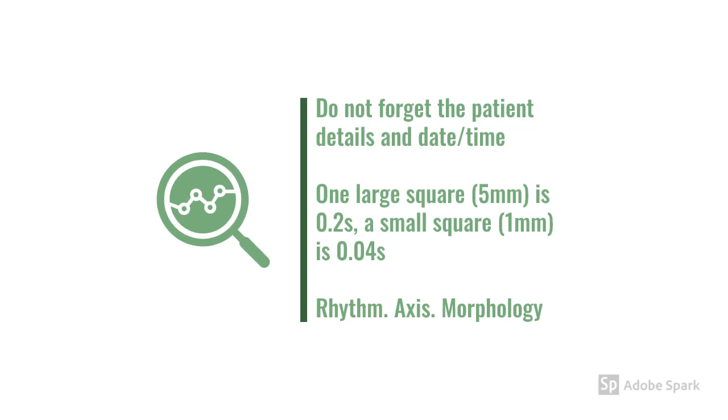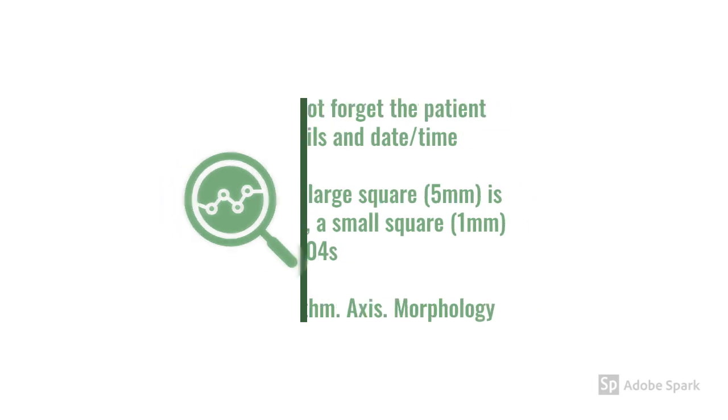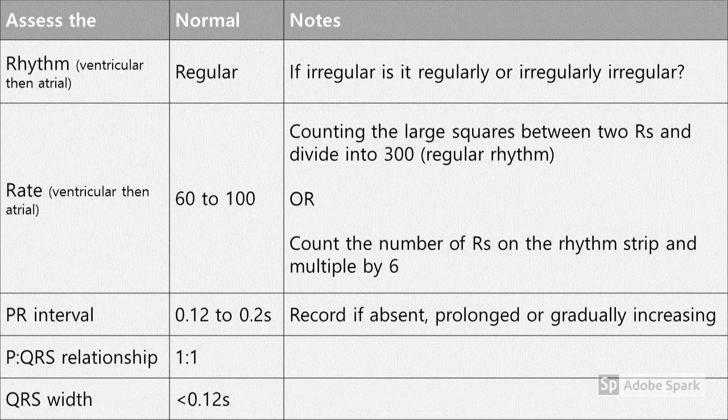And in terms of the timings, one large square or 5 small squares is equivalent to 0.2 seconds. And a small square, which is 1 millimetre, is equivalent to 0.04 seconds. And this becomes important when we talk about normal values. So the first part of rhythm, axis, morphology is rhythm. This is essentially looking at the ventricular and the atrial rhythm, the rate, and the PR interval and things like that. Essentially checking if the electrical rhythm of the heart is functioning appropriately. So looking at the ventricular and the atrial rhythm, we need to know whether they're regular or irregular. And if it's irregular, is it irregularly irregular? Or is it a predictable irregularity?